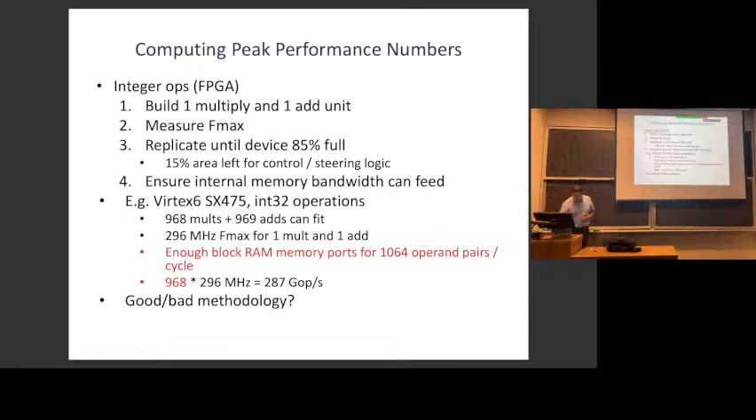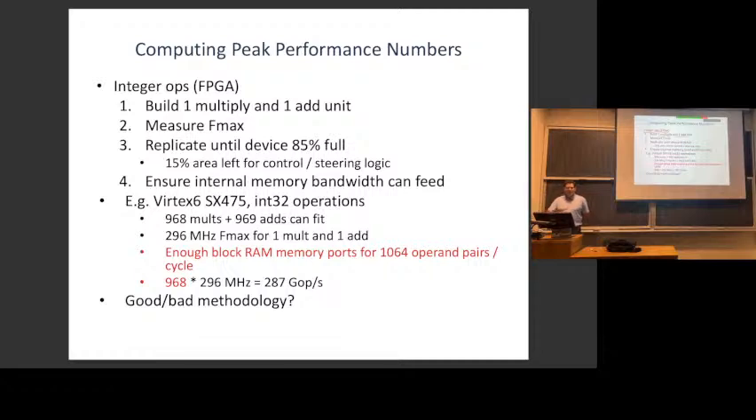So what they do is they say, well, we're going to build one multiply and one add unit, because on the DSP, the GPU, the processor, that's what they're doing. They're saying an integer add plus an integer multiply. So a multiply accumulate. That's the basic operation. So we're going to build that on the FPGA. They have to figure out how fast it can be clocked, right?